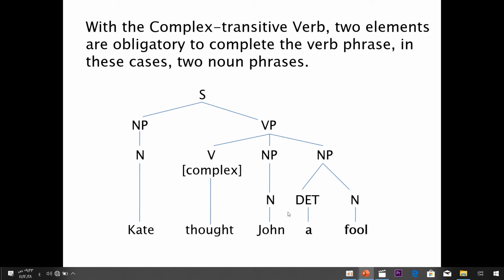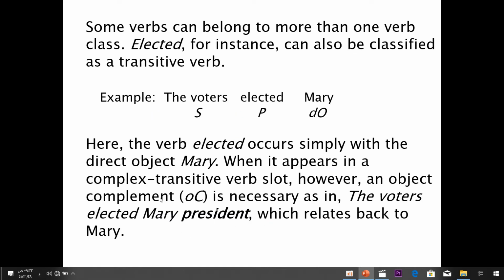When I say Kate thought Johnny crazy, and so on. Kate made his mom very angry. So very angry is an adjective phrase, and that is a complement of object. We will have other examples.